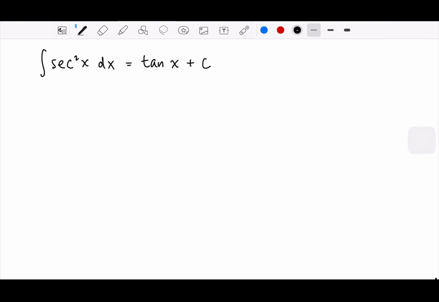Now, if we change our question to just secant x dx, now this is really challenging. Really simple, but it's not difficult, but there are some tricks to solve it.